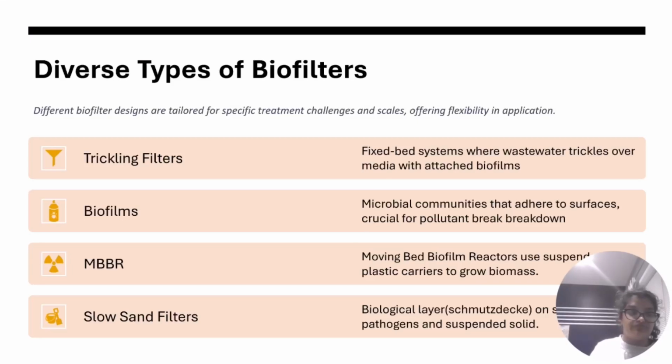Biofiltration isn't just one type. There are many types of biofiltration which are used in different situations. For one, trickling filters are fixed bed systems where wastewater flows over media with attached biofilms. Biofilms are when microbial communities adhere to surfaces, which is crucial for pollutant breakdown. There's also MBBR, where moving bed biofilm reactors use suspended plastic carriers to maximize biomass. Last but not least, there are sand filters, where biological layers on sand remove pathogens and suspended solids.